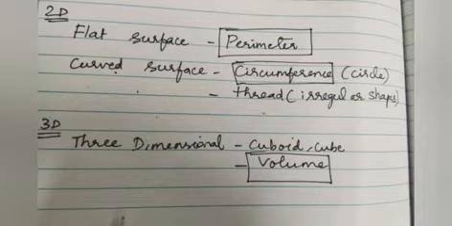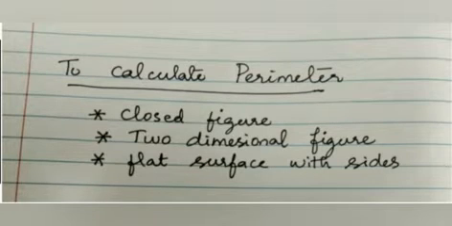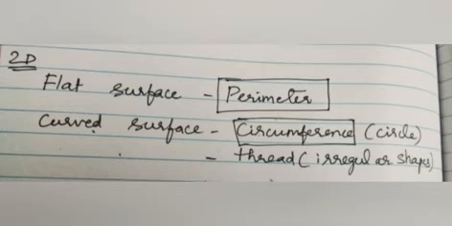To calculate the flat surface boundary, we can go for perimeter, and to calculate the curved surface boundary, we can go for circumference, and to calculate the three-dimensional shape, we can go for volume. So, in general, to calculate the perimeter, our closed figure should be a 2D figure with a flat surface. If it has a curved surface, we can calculate the circumference for a circle, and we can use a thread or a string to calculate the boundary for any irregular curved shaped figures.